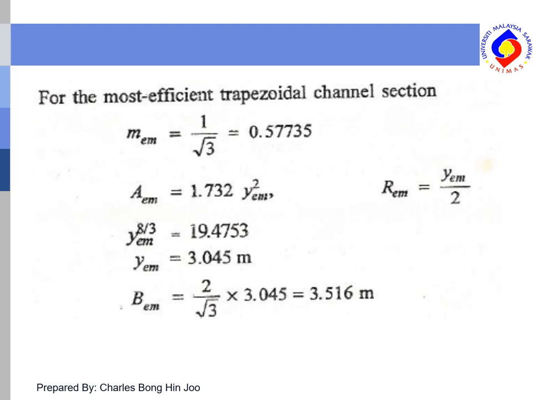Since the question did give you the discharge, the Manning's roughness value, and also the slope, we can simplify that equation so that you will get it in terms of y. In this case, it will give you y to the power 8 over 3 equal to 19.4753, which will give you y as 3.045 meter. And finally, the bottom width will be equal to 2 divided by square root of 3 multiplied by y, which is 3.045, which will give you 3.516 meter.